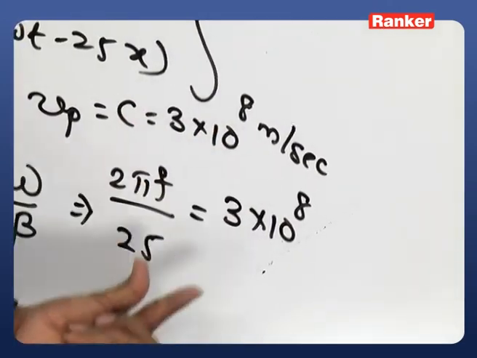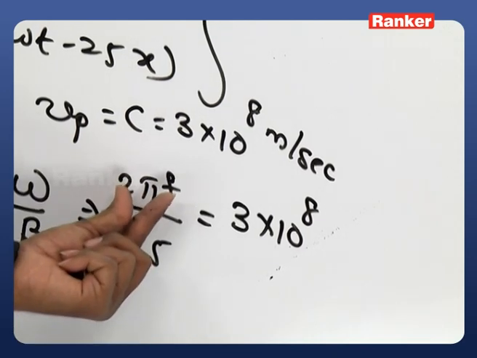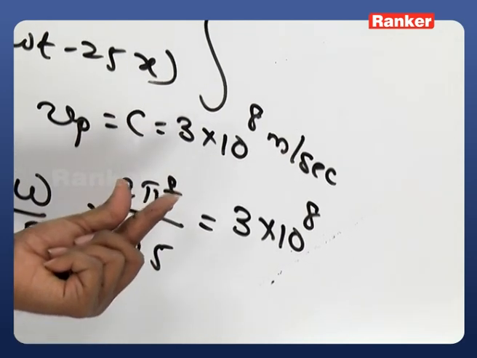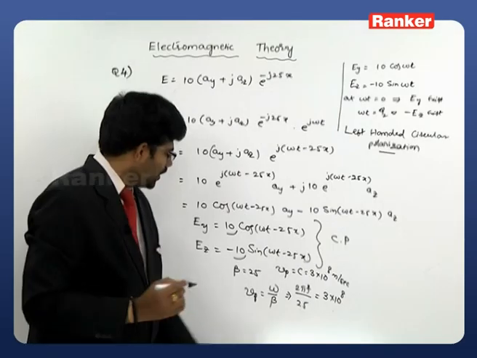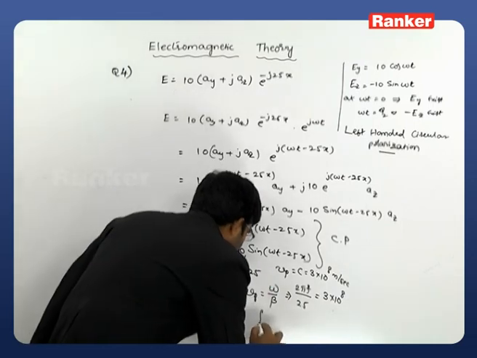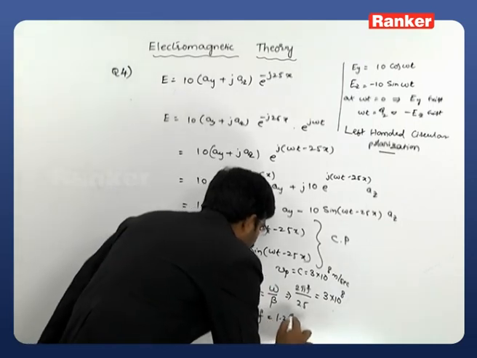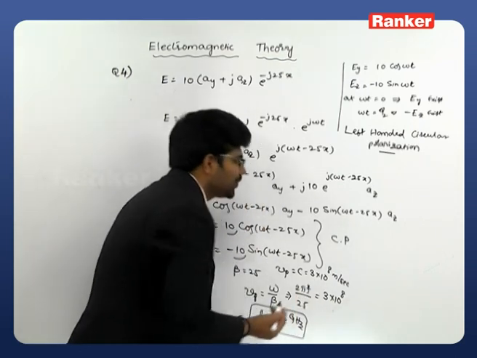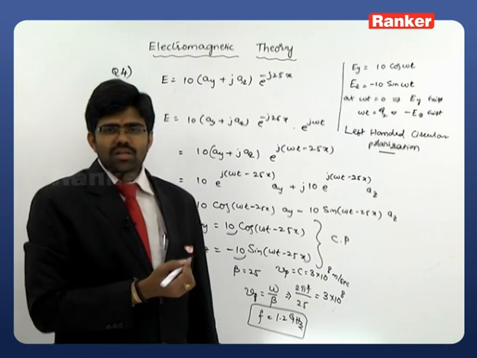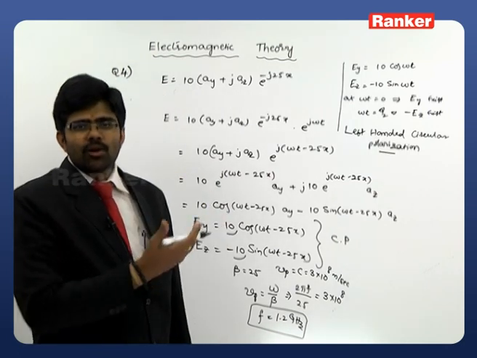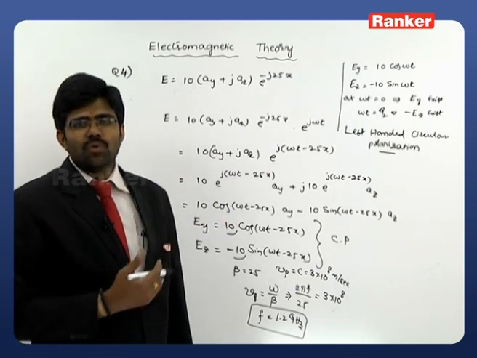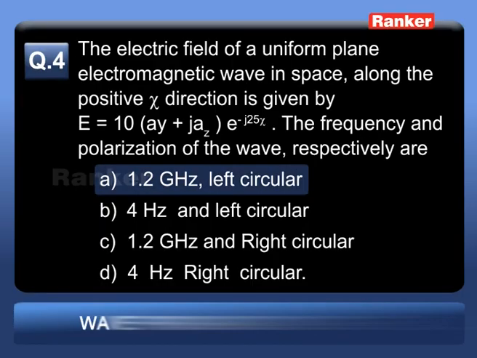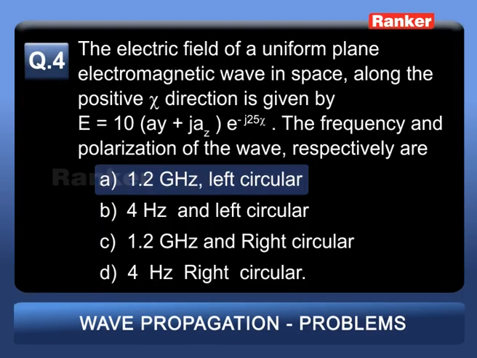After simplification, what we get is the frequency. With a simple approximation method and simplification, the frequency we get is f equals 1.2 gigahertz. So clearly the answer we got is left-handed circular polarization, and the frequency is 1.2 gigahertz, and in the options, option A is our correct answer.